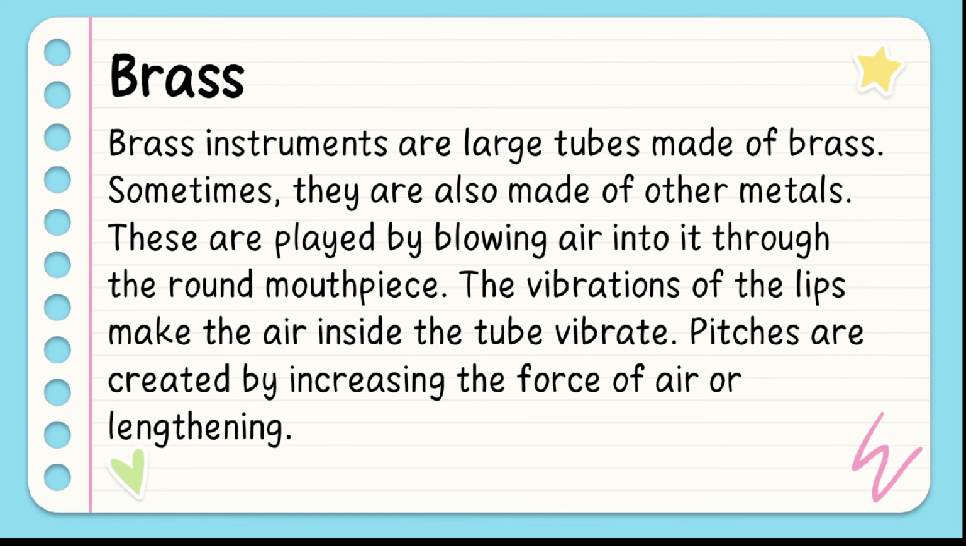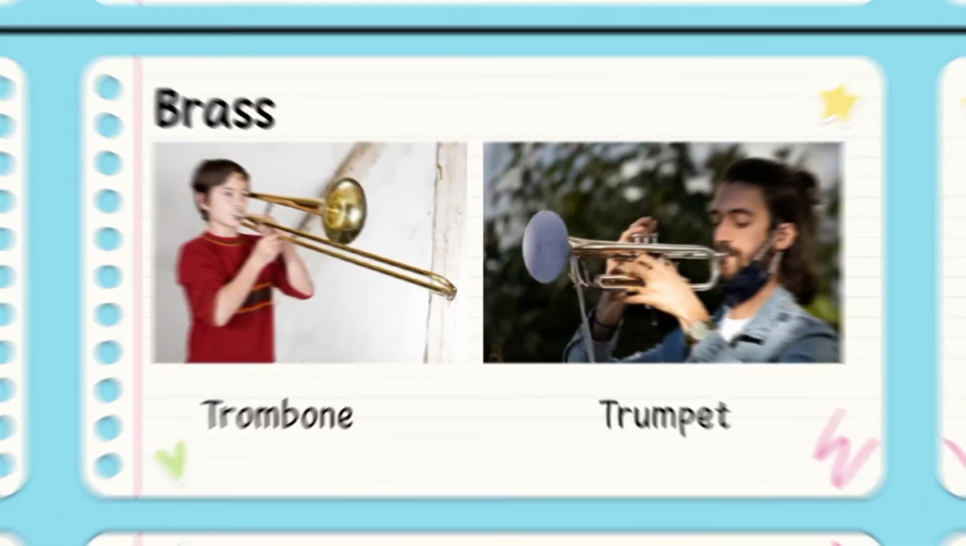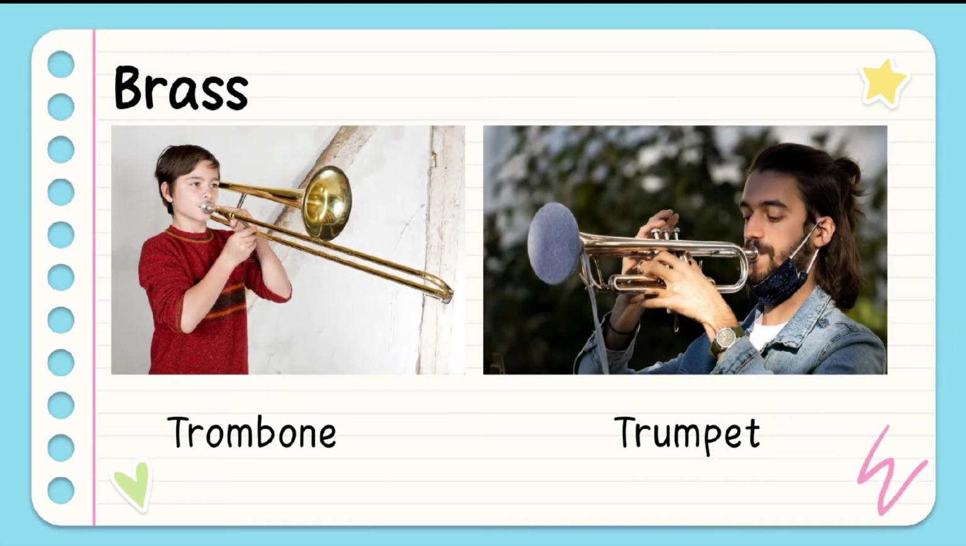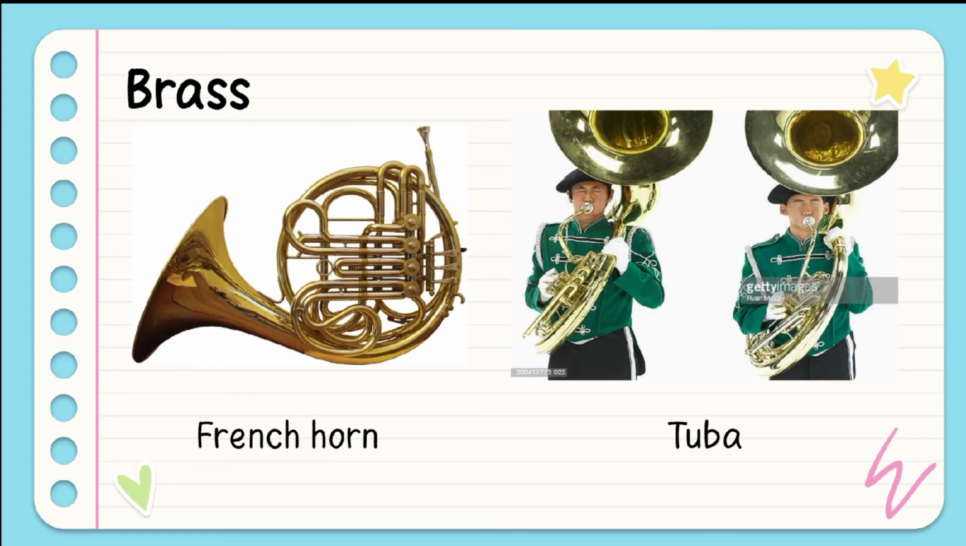Next is brass. Brass instruments are large tubes made of brass. Sometimes, they are also made of other metals. These are played by blowing air into them through the round mouthpiece. The vibrations of the lips make the air inside the tube vibrate. Pitches are created by increasing the force of air or lengthening the tube. Here are the musical instruments under the brass: trombone, trumpet, French horn, tuba.